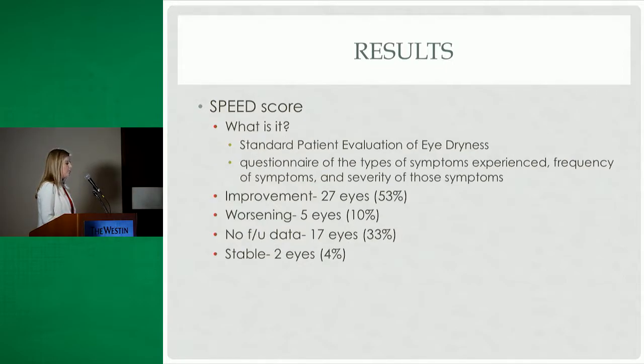So a SPEED score, what is it? This is the Standard Patient Evaluation of Eye Dryness. It's a questionnaire that you give the patient on their initial visit, as well as once they've had the Lipiflow procedure. It asks them the types of symptoms that they experience: foreign body sensation, burning, blurry vision, the frequency of these symptoms, how severe they are, and how tolerable the symptoms are. We found that just based on the SPEED score, 27 eyes had an improvement, 5 eyes worsened, for 17 eyes there was no follow-up data, maybe they didn't have an initial SPEED score or a post-op SPEED score, and 2 eyes were stable.